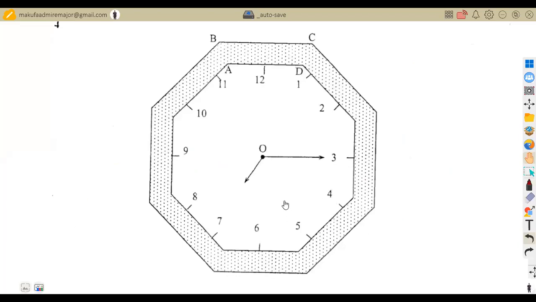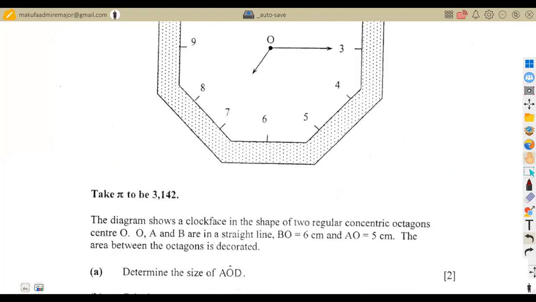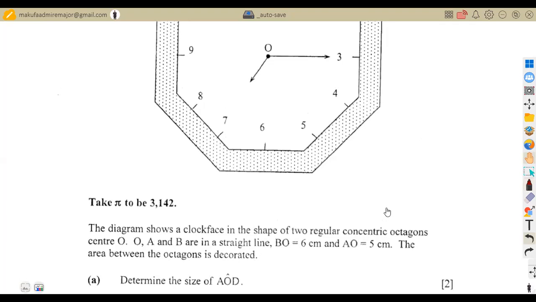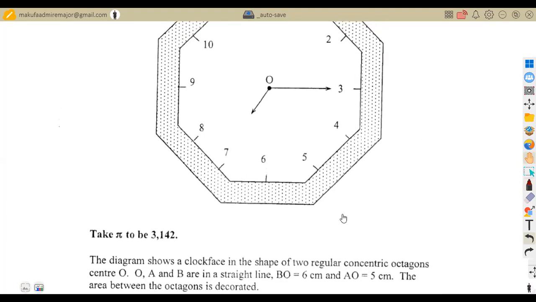All right, so we have a diagram from this question. From the information given here, we are given pi to be 3.142. The diagram shows a clock face in the shape of two regular concentric octagons, center O. A and B are in a straight line, BOC being 6 centimeters, AO 5 centimeters. All right, so we are given these dimensions.